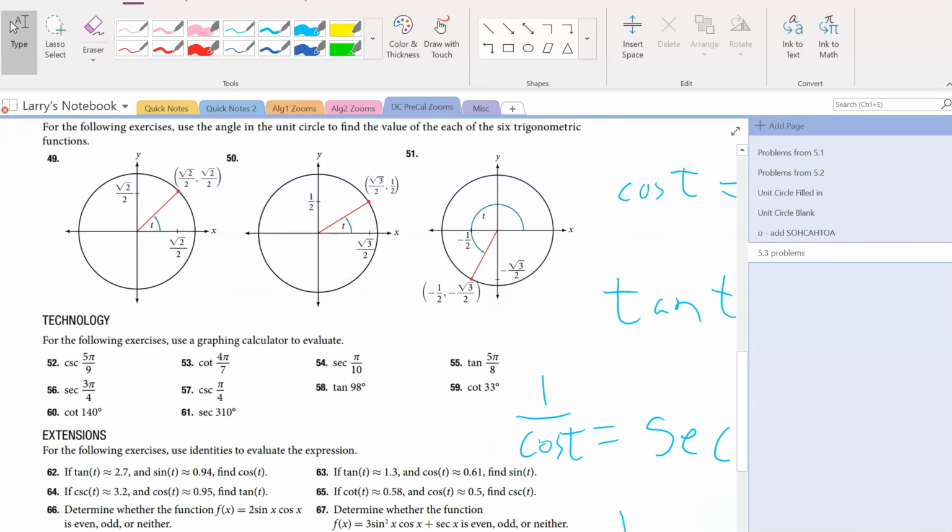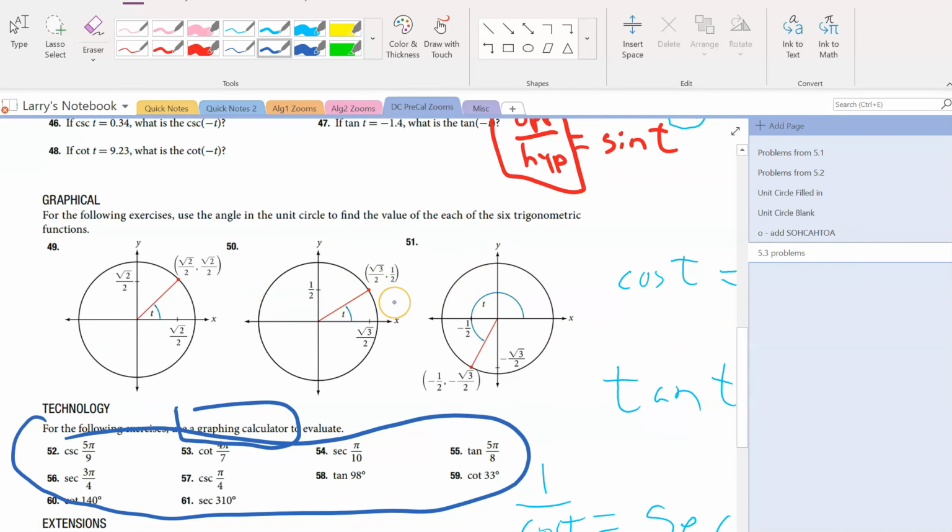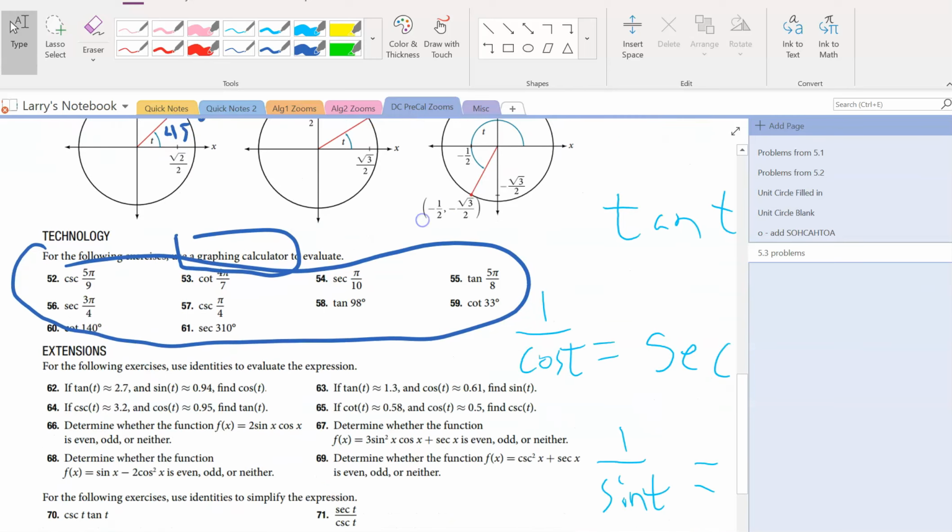52 through 59, super simple. You're just using the calculator. 49 through 51, you're using the unit circle in the other direction. So here you're going to take the coordinates they give you and come up with what this angle is. Since this is square root of 2 over 2, this angle T must be 45 degrees. You're just working backwards on the unit circle. No problem at all with those.